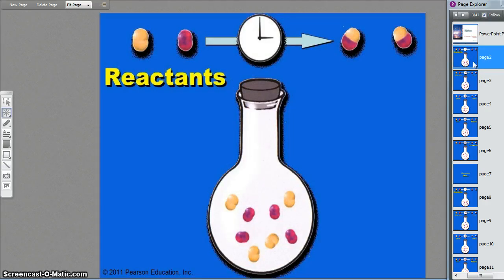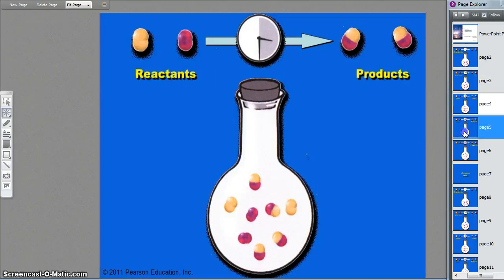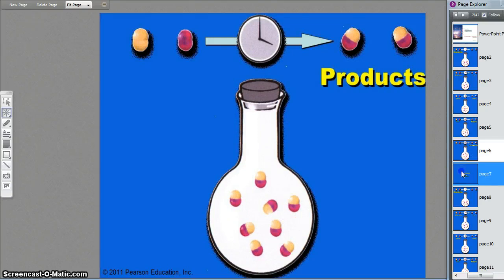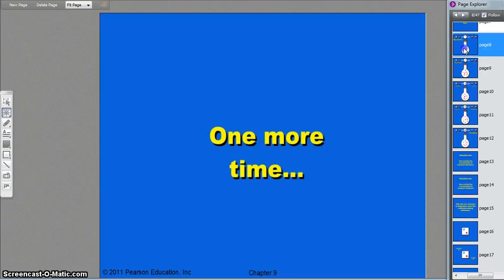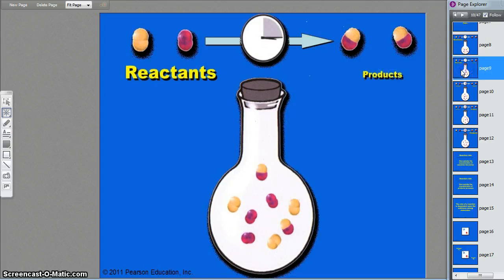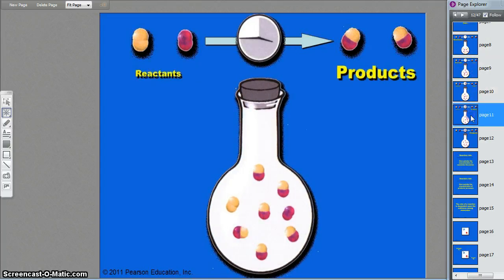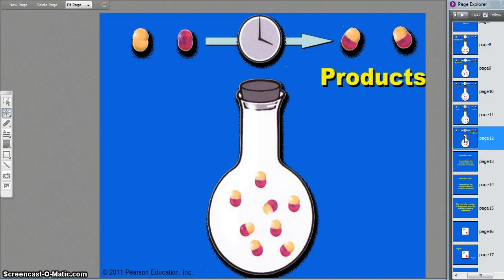So when we put our reactants together, here we have a little clock up at the top, and I'm going to click through these slides. You can see we start off with our reactant molecules, and over time, the reactants react together to form our products. One more time: we have our reactants, and over time, these reactants react to form our products. So now we only have the products.